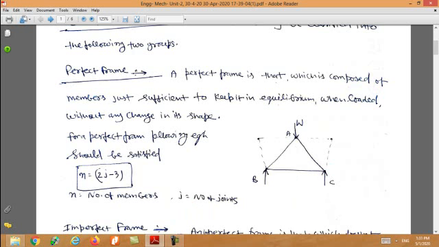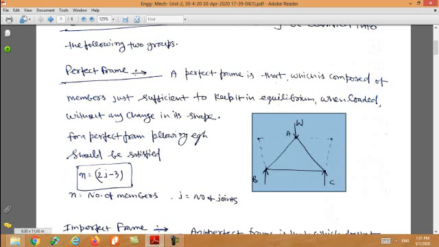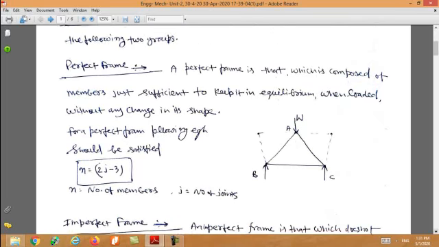So in this truss, is it perfect or imperfect? How can we judge? By this equation. Here the number of joints is 3 and the number of members is 3. When we put these in the equation, you can see that the left side and right side will be equal. So it is the perfect frame.